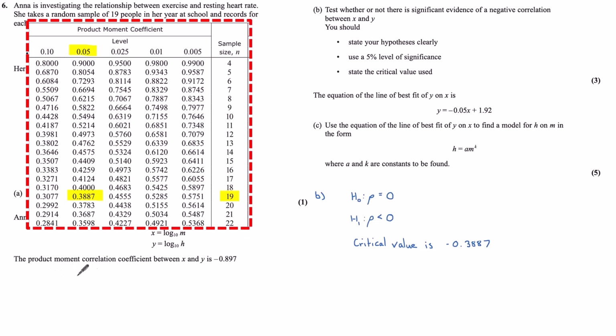Now we're told that the product moment correlation coefficient between x and y is negative 0.897. This value is significantly less than the negative 0.3887, and since this is the case, there is evidence to suggest a negative correlation between these sets of data.